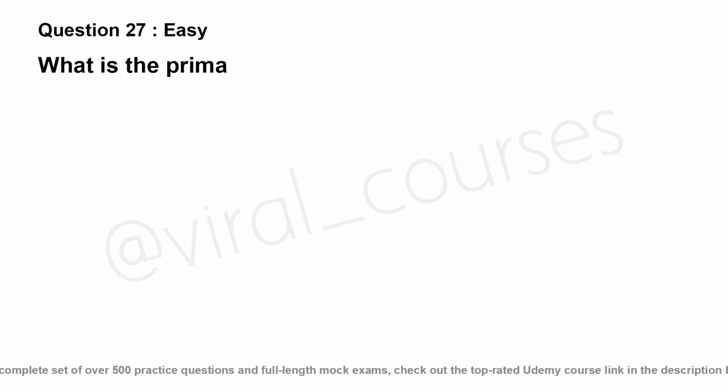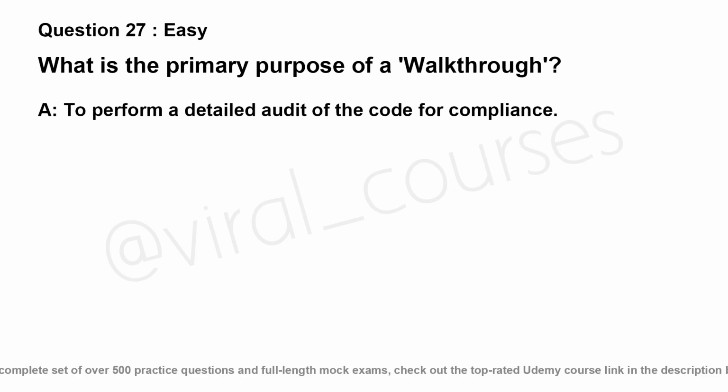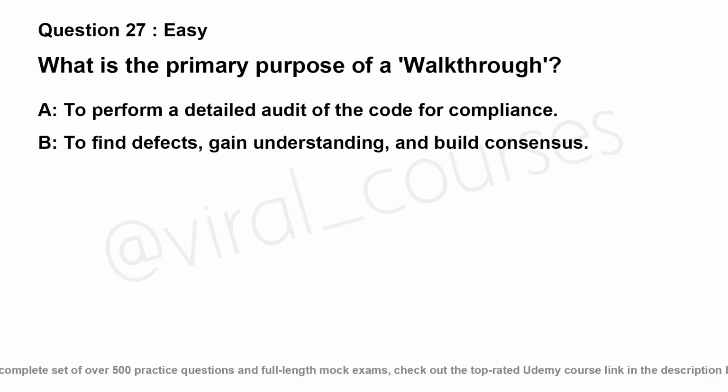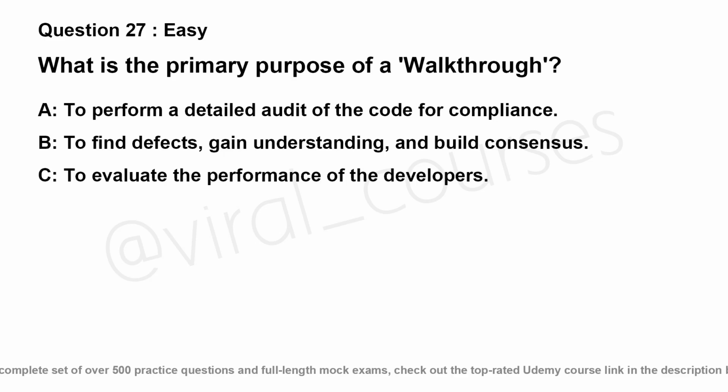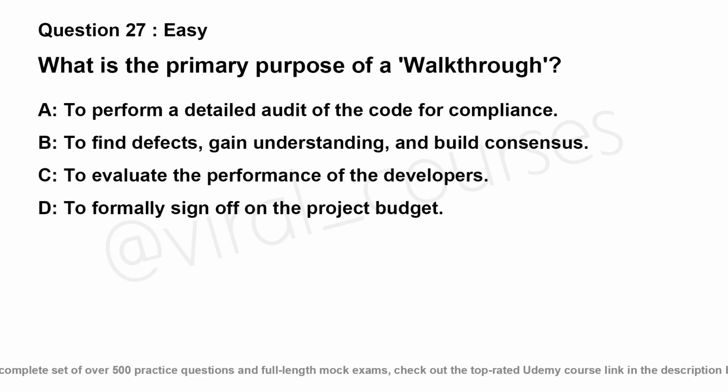What is the primary purpose of a walkthrough? Option A. To perform a detailed audit of the code for compliance. Option B. To find defects, gain understanding, and build consensus. Option C. To evaluate the performance of the developers. Option D. To formally sign off on the project budget.